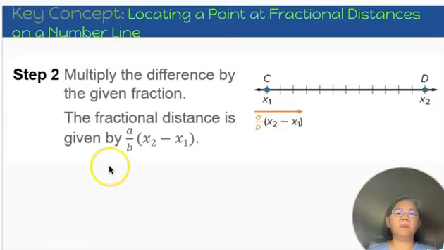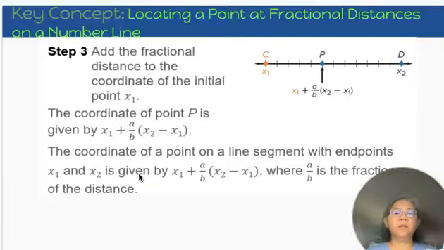Let's go for the second step. Whatever the difference is, just multiply it by the given fraction. So the fractional distance will be given by a over b times x2 minus x1. And then the last step is to simply add the fractional distance to the coordinate of the initial point, which is x1. So the coordinate of B, which is somewhere in between point C and point D, is given by x sub 1 plus a over b times x sub 2 minus x sub 1. This is the formula that we are going to use to locate a point at a fractional distance.